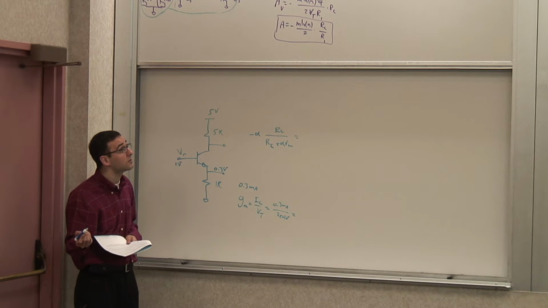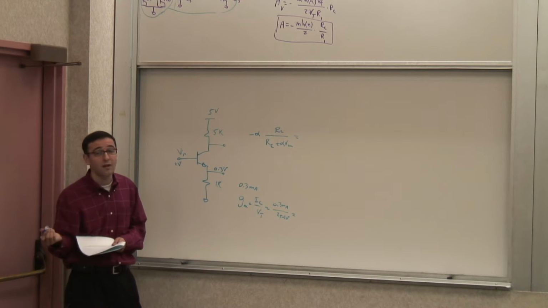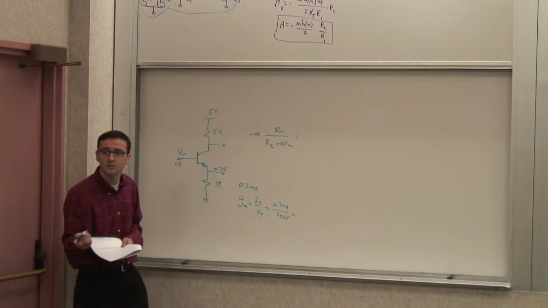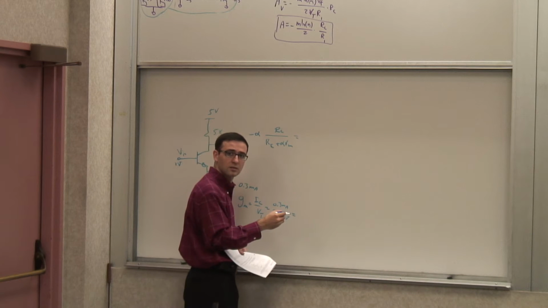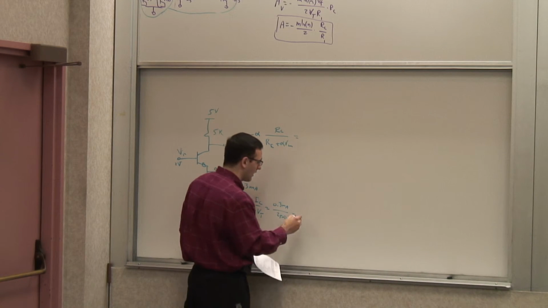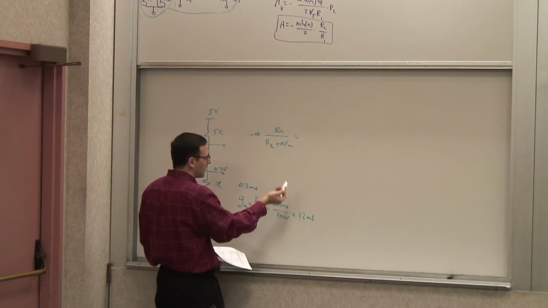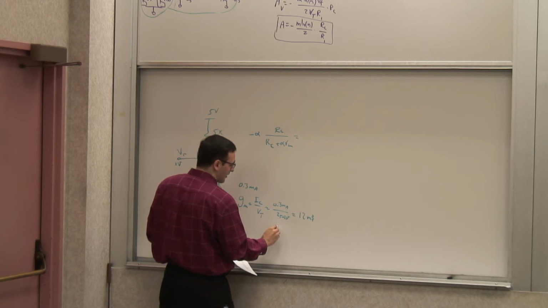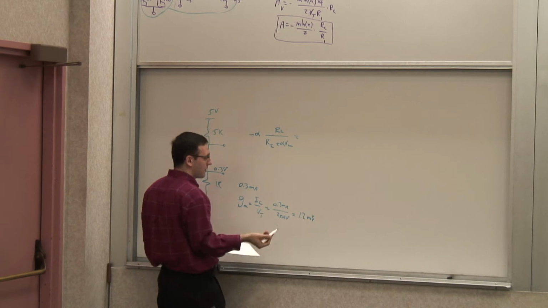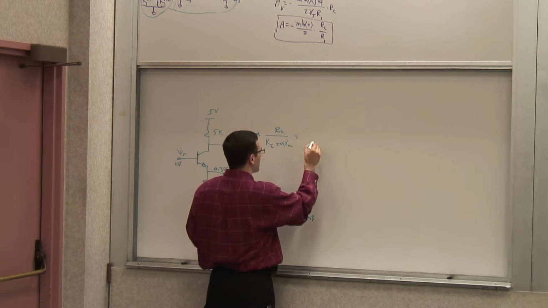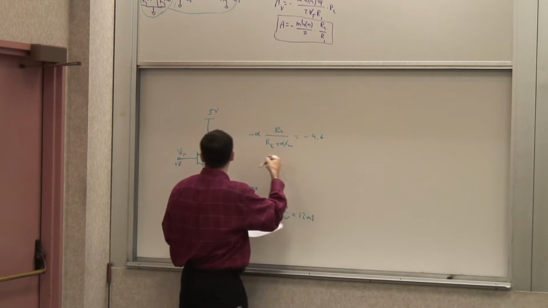It's 1/3... 12, or something? 1, 2, 3? Okay, 12 millisiemens. So if you plug that in there and calculate the ratio, I think it's something like minus 4.6, which makes sense.